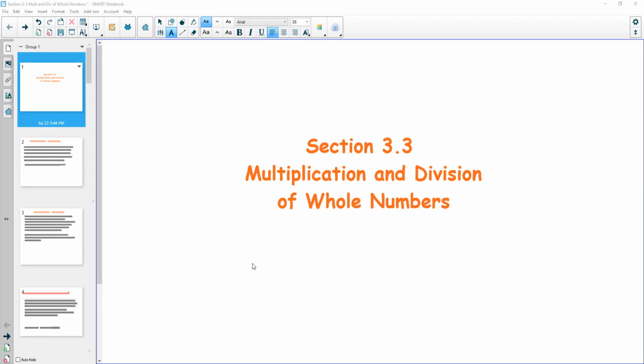Welcome to the notes for section 3.3. This mirrors pretty closely the notes from 3.2, which you should have already looked at at this point, even though they're in the same section, because this is a similar conversation to what we had about addition and subtraction in multiplication and division of whole numbers.